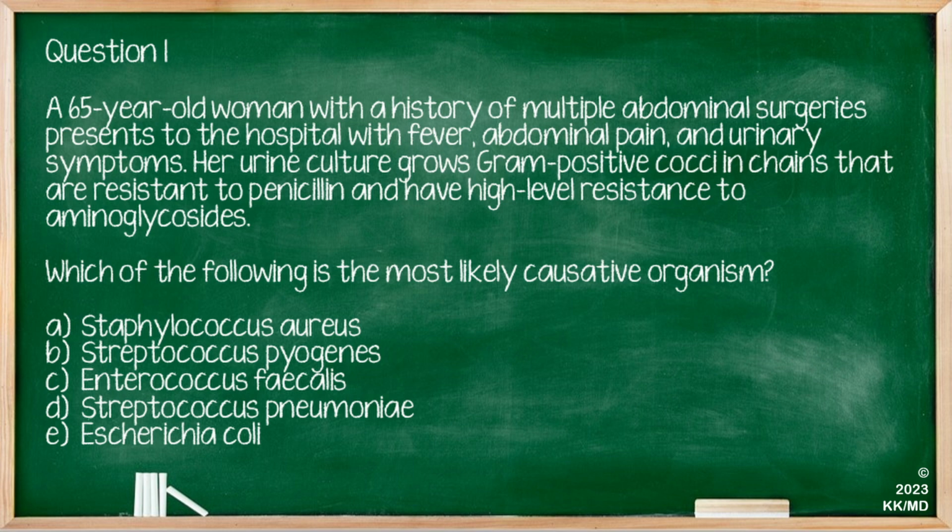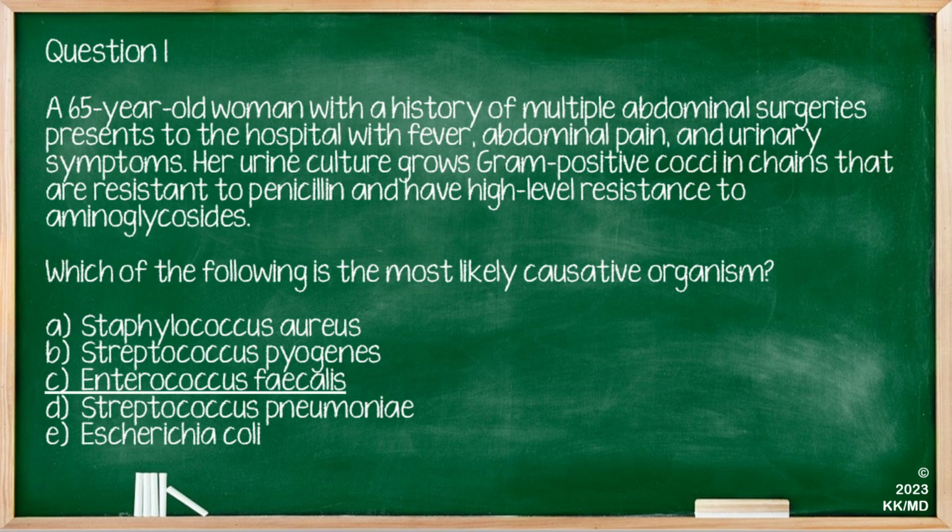C, or Enterococcus faecalis, because this is a lady who is coming in with abdominal symptoms and also urinary symptoms, and she's had multiple abdominal surgeries previously. Her urine culture has grown gram-positive cocci in chain that are resistant to penicillin and have a high level of resistance to aminoglycoside. So hopefully that should ring alarm bells for you that they are talking about an Enterococcus. And the only Enterococcus option that they have given you in here is option C.